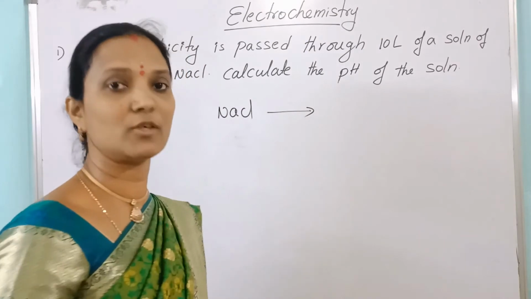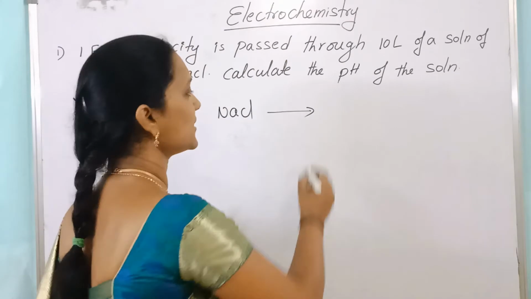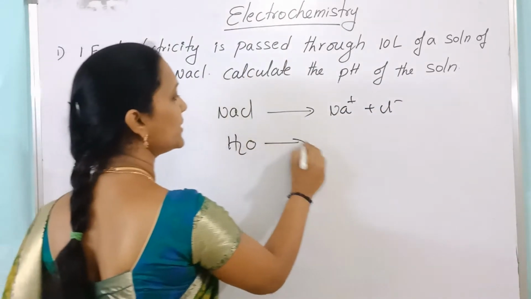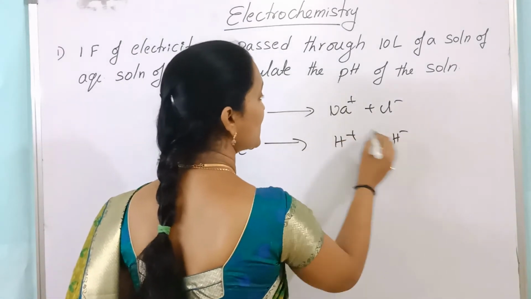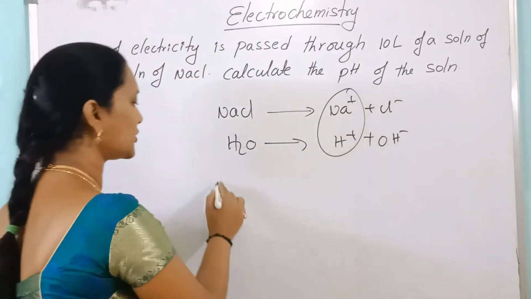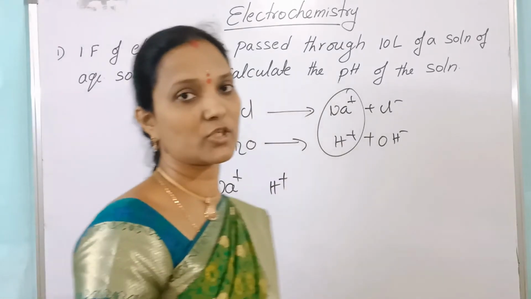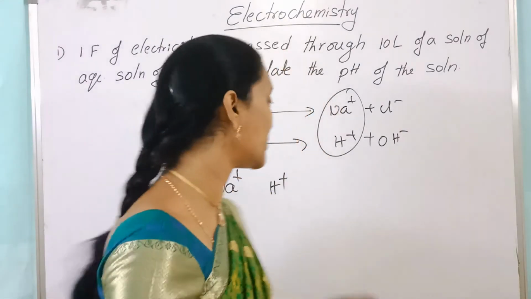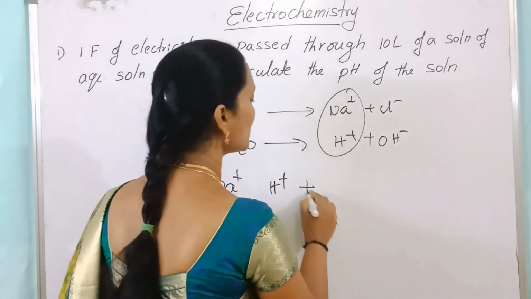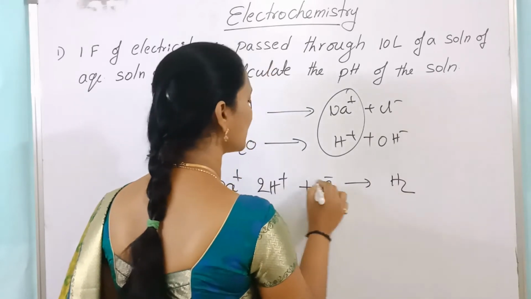In the last video we learned what products are obtained and how to identify acidic or basic nature. NaCl gives Na plus and Cl minus. Aqueous means H2O, which decomposes to H plus and OH minus. There is competition between these cations and anions. Cations migrate towards the cathode: Na plus and H plus. Based on reduction potential values, the one with the higher value reduces. H plus reduces, which means it gains electrons and changes to H2 gas.